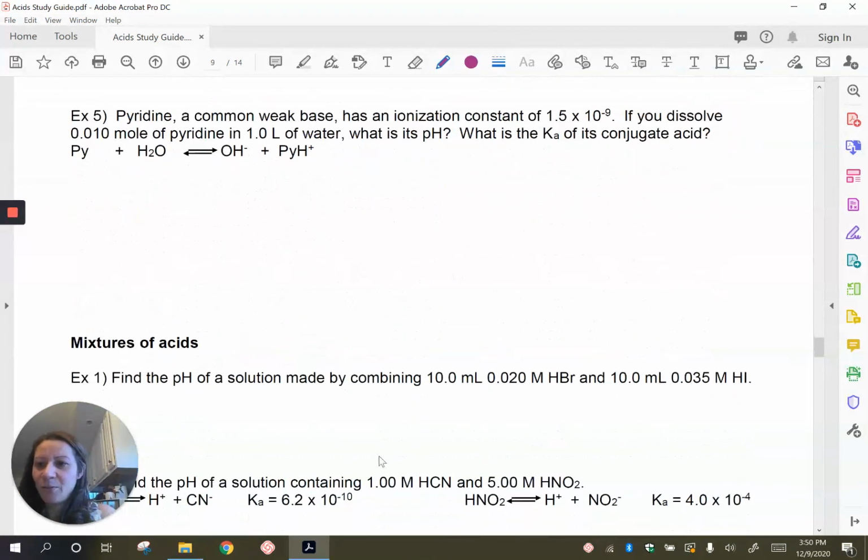Okay, let's try one more. It says pyridine, which is a common weak base, has an ionization constant of 1.5 times 10 to the negative 9th. So if this is a base, and this is my ionization constant, sometimes they call it ionization constant, sometimes dissociation constant, but this is basically your Kb, because this is a weak base. If you dissolve 0.01 moles of pyridine in 1 liter of water, what is its pH? And what is the Ka of its conjugate acid? So we're going to write the dissociation equation first, which is very conveniently written for us here. And we're going to write our Kb expression.